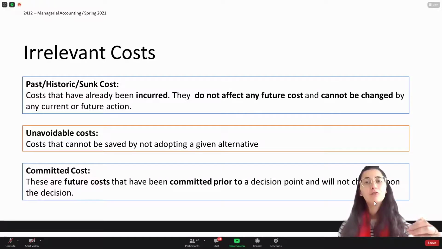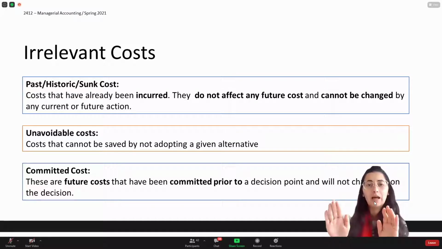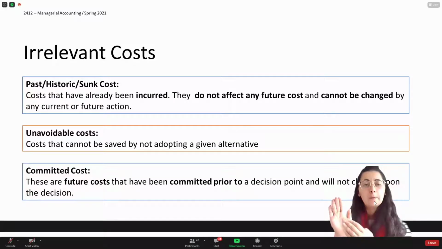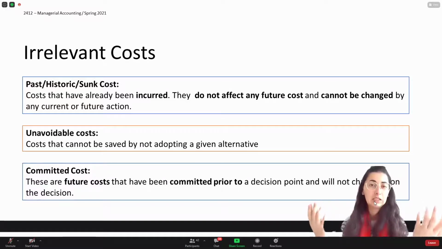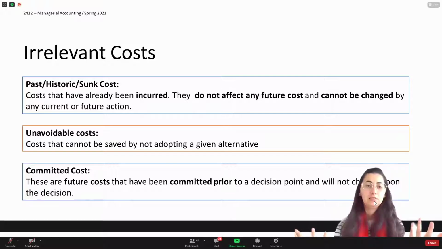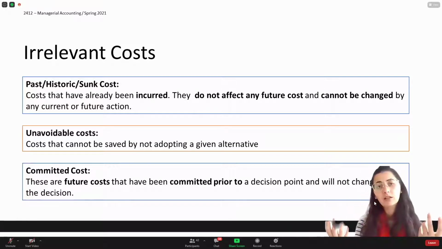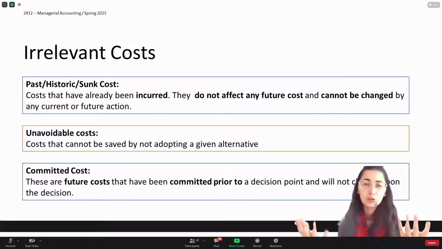Then we have unavoidable costs. These are costs that cannot be avoided, cannot be saved by a decision. So if I'm choosing between product A and product B, and I already have contracted with the suppliers the materials for product B, and by contract I have to pay for these materials no matter if I produce product B or not, these are unavoidable costs. So I will not consider them in my analysis, in calculating the relevant costs. These are irrelevant. No matter which option I choose, I have to incur these costs.